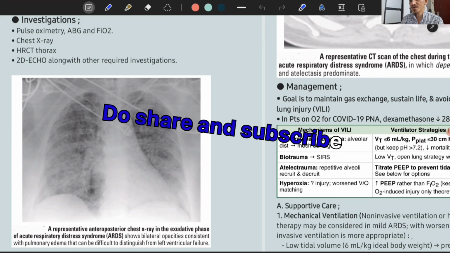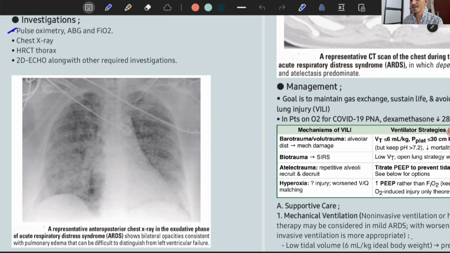The investigations which are required are pulse oximetry, arterial blood gas analysis, and FiO2. You will measure FiO2 based upon the delivery device, or if the patient is on mechanical ventilation, you will calculate it from the BiPAP or CPAP machine. It will be shown there, or for a nasal cannula. Different devices have different FiO2, as we have discussed in the chapter of respiratory failure.